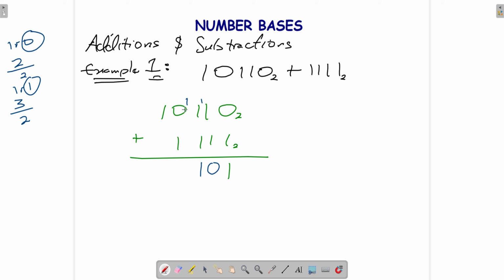So now I have 1 plus 0 plus 1, which is 2. I already have that here, so I write 0, I write 1 in the next line. This is 2, I already have it here, so I write 0, I'll add the remaining 1 to the next line. So our answer is 100101 base 2.